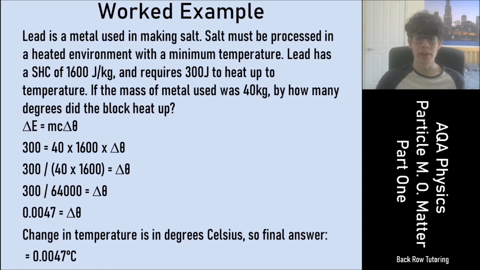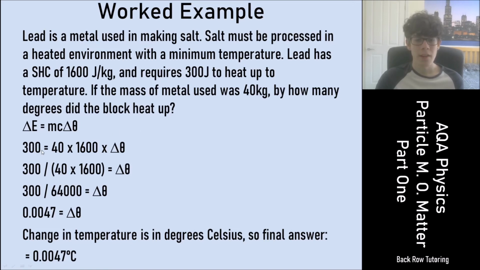So the first thing we're going to do is write out our equation. Delta E is equal to mc delta theta, or change in energy is equal to mass times specific heat capacity times change in temperature. So our unknown value here is the change in temperature. That's what we want to work out because it asks by how many degrees did the block heat up.